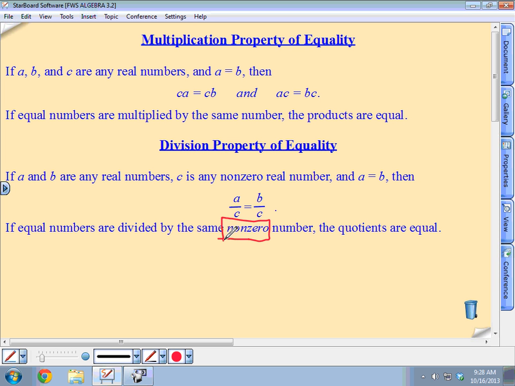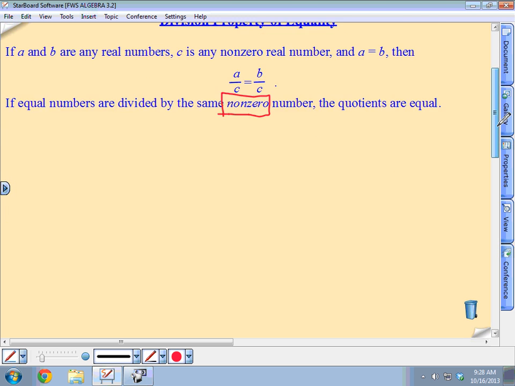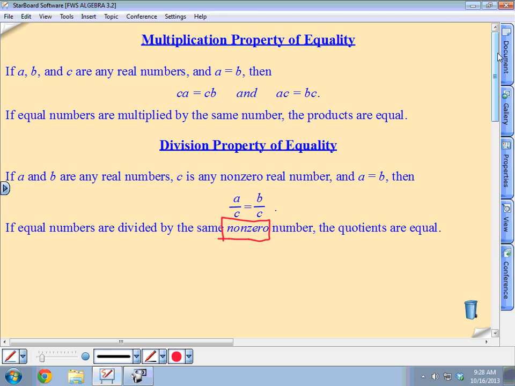Wait, isn't it if you divide by 0, you get 0? No. You can have 0 on the top in the numerator and divide anything by it and it'll give you 0. But a 0 on the bottom will not do that. Oh. It'll mess everything up. It's undefined. Okay?